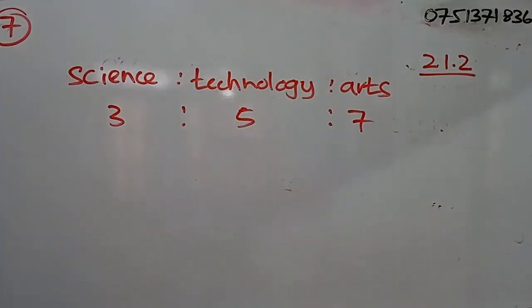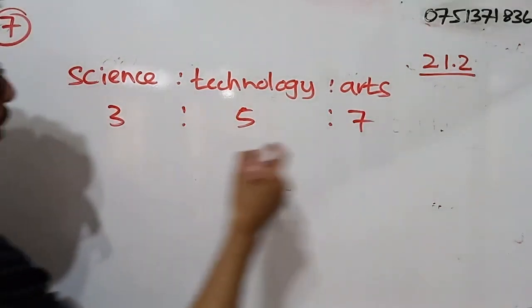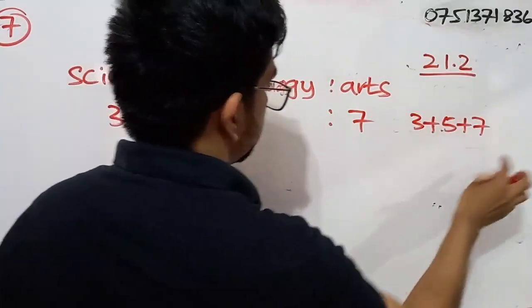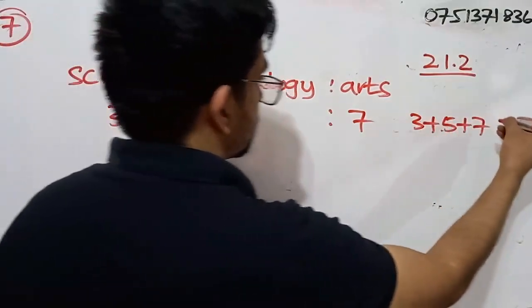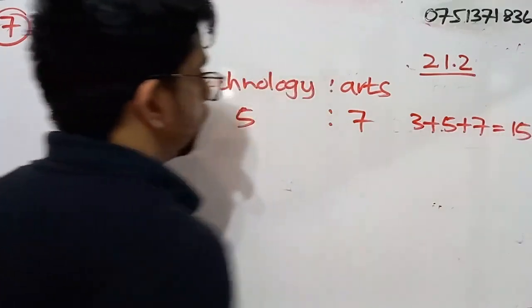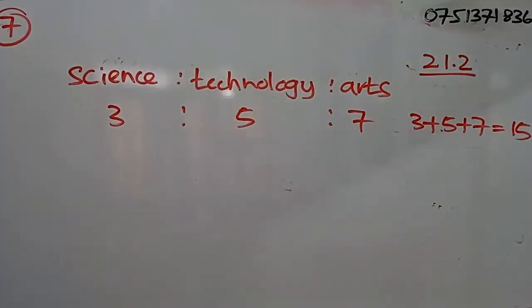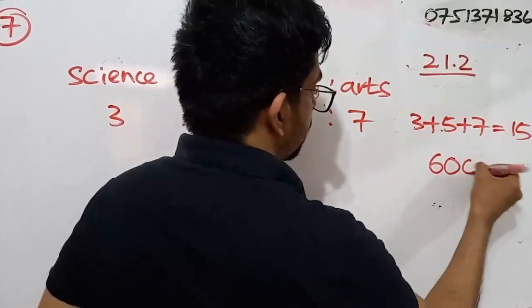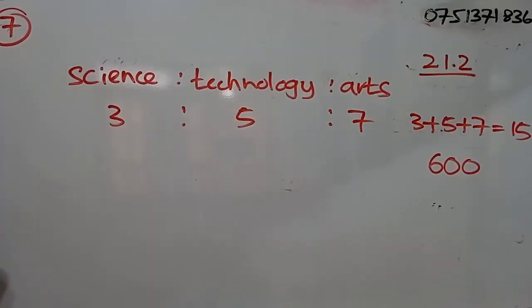So in any case, we will calculate the total number of parts. That means 3 plus 5 plus 7. 3 plus 5, that is 8. 8 plus 7, that is 15. So the total number of parts is 15. If the total number of high school students in the school is 600, so the total number of students is 600. How many students are enrolled in the art stream?